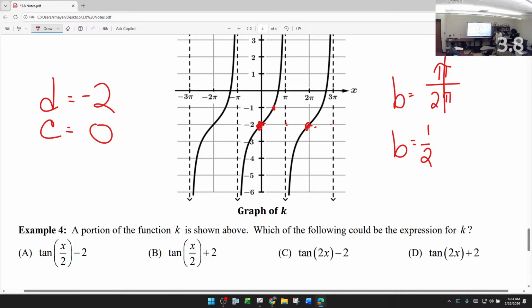What's their question? Which of the following could be the expression for K? It's darn sure not D, and it's darn sure not B. We have a choice of A or C. And because B is 1/2, I got to go with A. Good enough with all that? Luckily, they didn't put any A values in there. All the A's are 1.